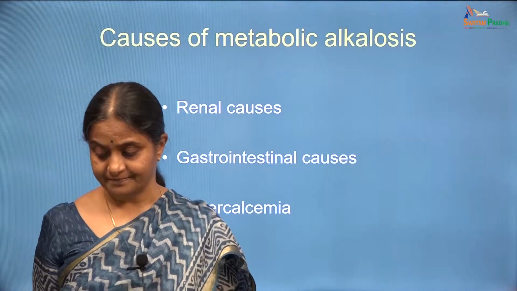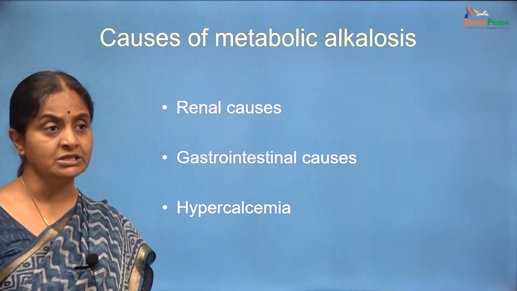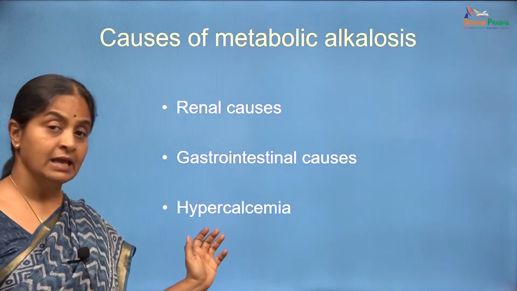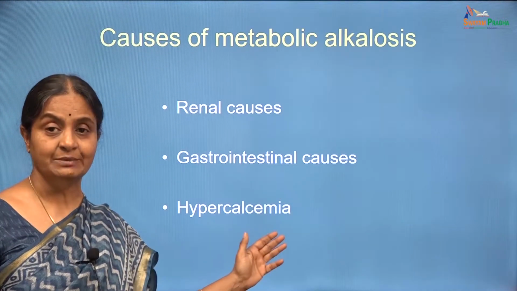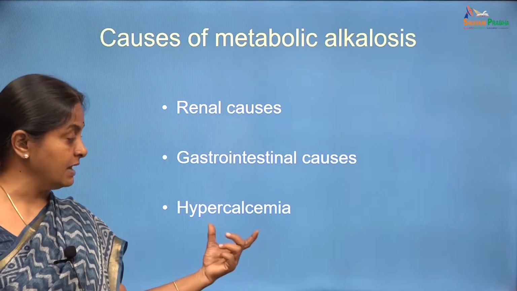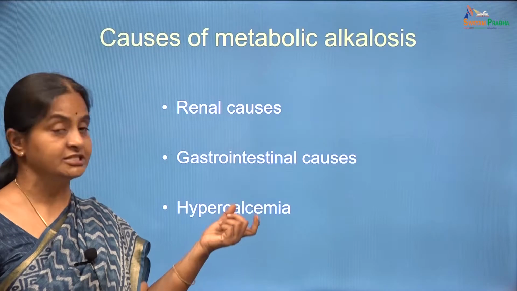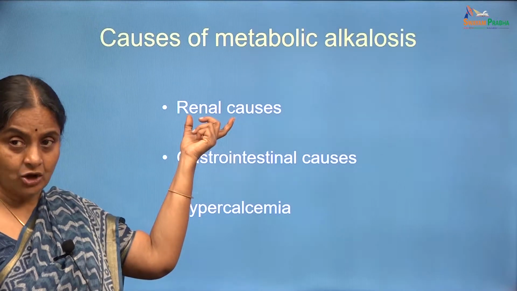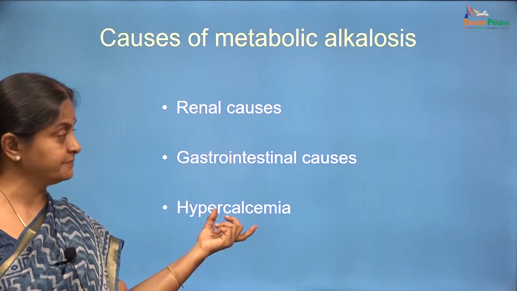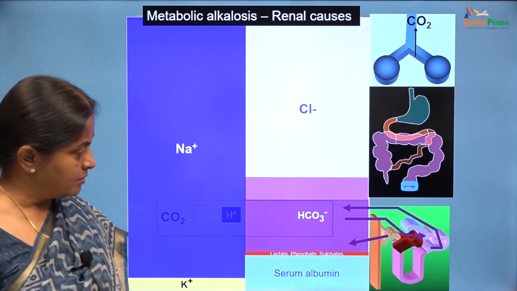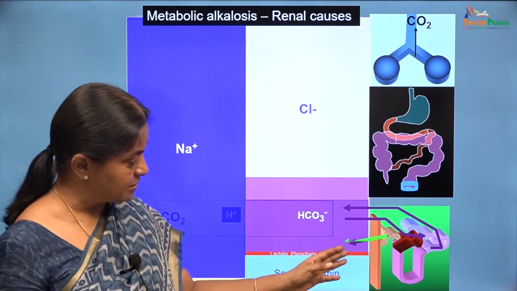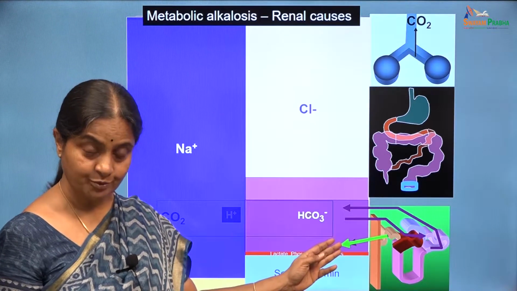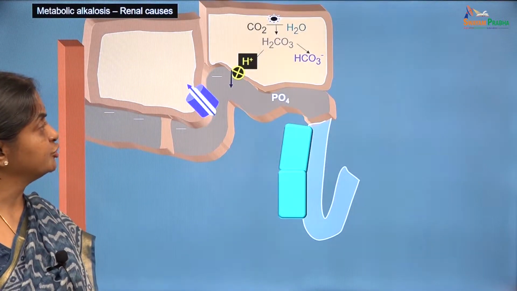It's good to classify conditions which lead to metabolic alkalosis, and a convenient classification could be renal causes, gastrointestinal causes, and I am listing this separately, hypercalcemia. In fact, we will see that in the hypercalcemic state, it is again distal tubular generation that has gone up. Let us first look at renal causes other than the hypercalcemic state. So, an increase in serum bicarbonate is due to an increased generation of bicarbonate in the distal tubule. Let us look at distal tubular mechanisms.